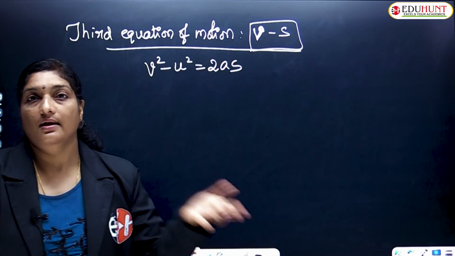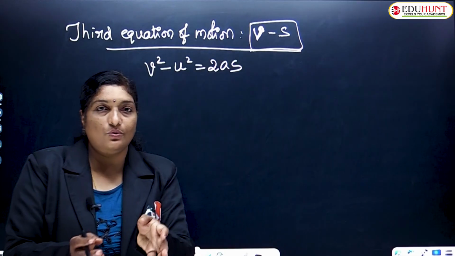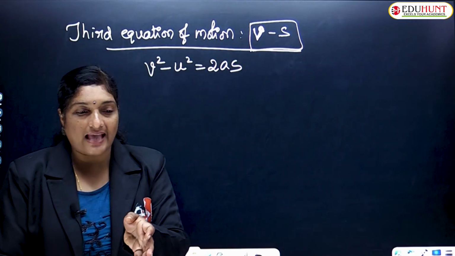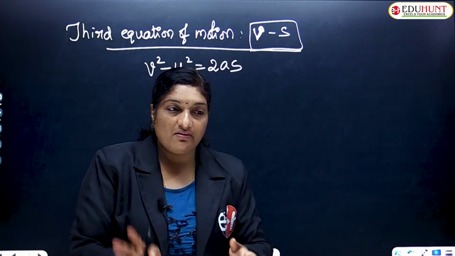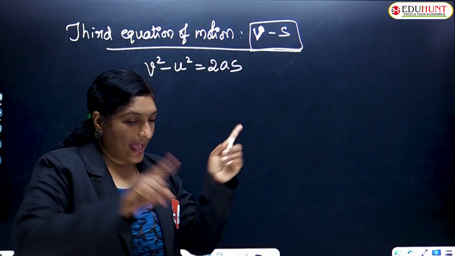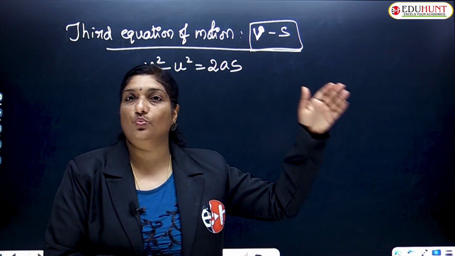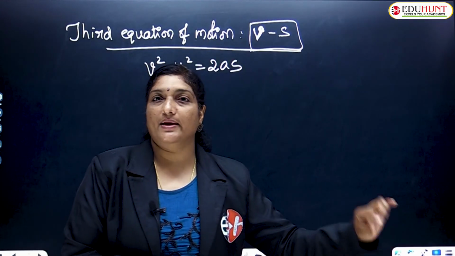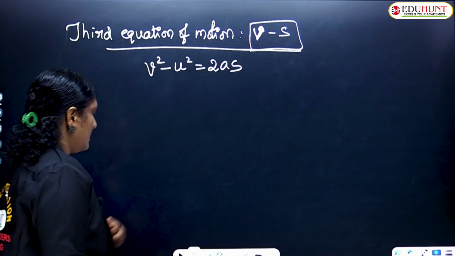Let us consider a body moving initially with velocity u, and whenever some force is acting on that, the body is uniformly accelerated with some a, and as long as it is being accelerated, its velocity is changed to v after covering the displacement s. So hence v square minus u square equals 2as.